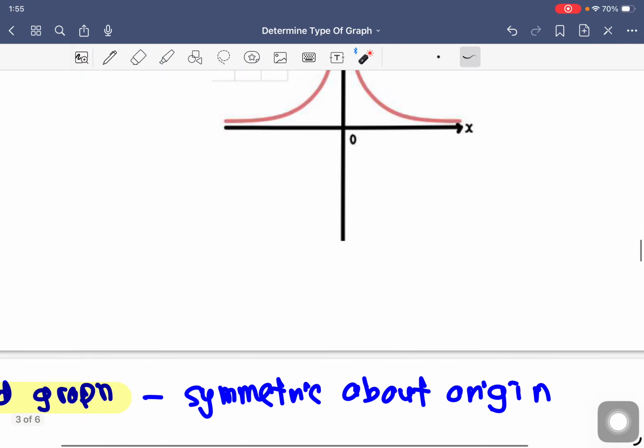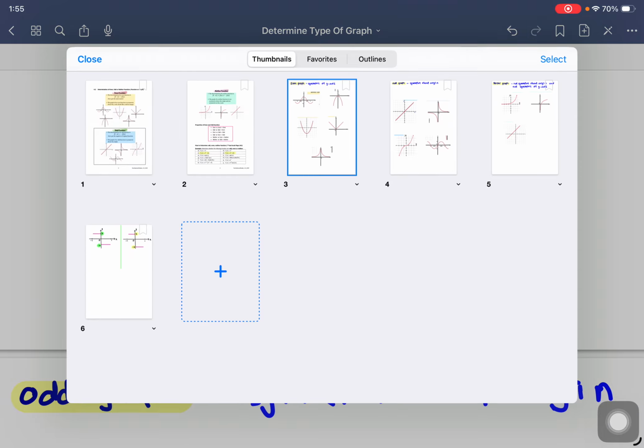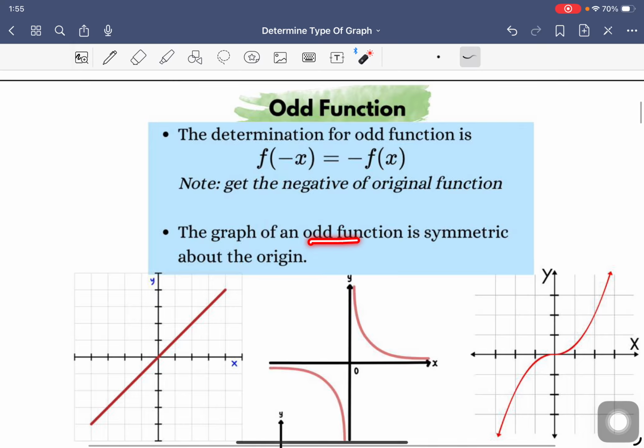Now we go for the odd graph. Based on my notes, the graph of an odd function is symmetric about the origin. If even is symmetric about the y-axis, now it is symmetric about the origin. Origin means the center here, 0, 0.